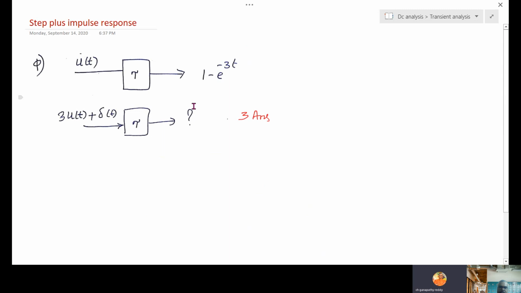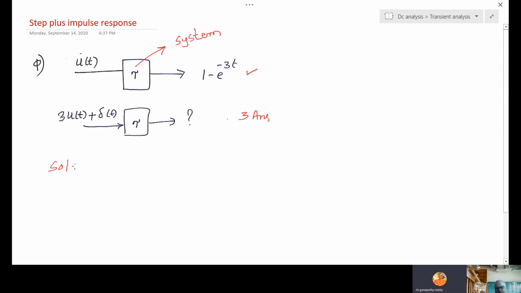This tau is not time constant, it is the system. Some books indicate system with tau. System means some network, can be electrical, some system. So to this system, when step is applied, this is the response. If this is applied, what is the response is asked. What is the input now? 3u(t) plus delta(t).